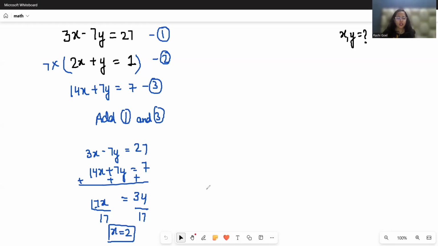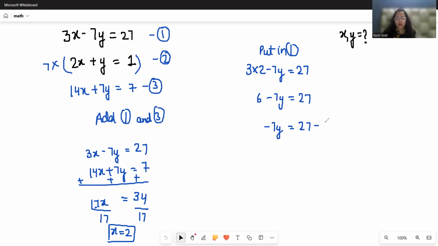Put the value of x is equal to 2 in either of the equations 1, 2 and 3. So I'm going to put it in the first. So 3 times 2 minus 7y is equal to 27. 6 minus 7y is equal to 27. Minus 7y is equal to 27 minus 6. Minus 7y is equal to 21. And if I divide both sides by minus 7, y is equal to minus 3.